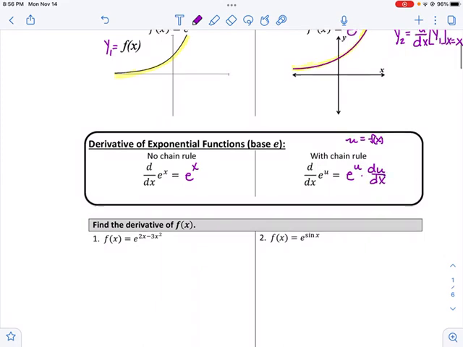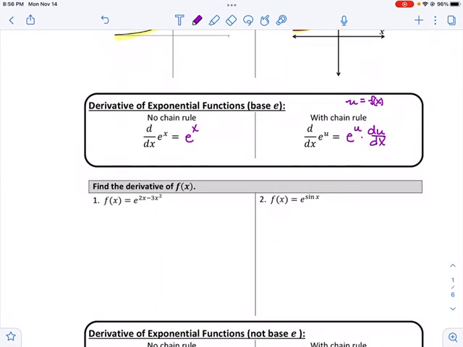Okay. So sometimes I like to go through the steps where I set this u aside. So you see we have an e to the u here. So we say u is equal to 2x minus 3x squared. So then du dx is equal to 2 minus 6x. So what we're going to do is say f prime of x is equal to our e to the u times du dx. And then we'll just plug things in.